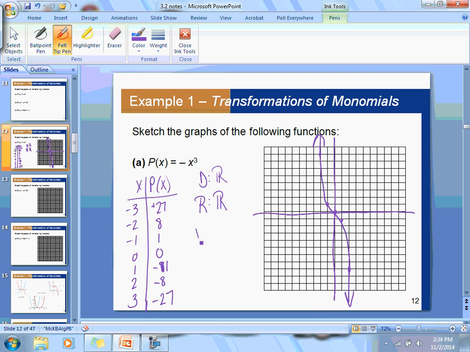And we want to talk about our x-intercept and our y-intercept. Now we do have an x-intercept for this graph. It's going to be at 0. And our y-intercept is also going to be at 0. Okay, and that's because our graph goes through the origin. It goes through 0, 0.